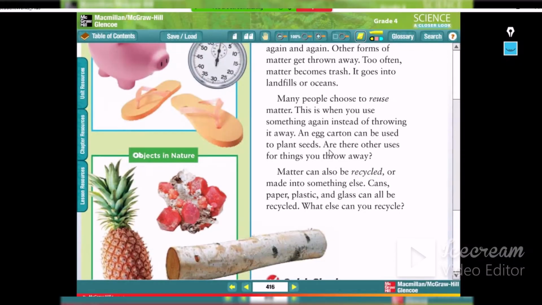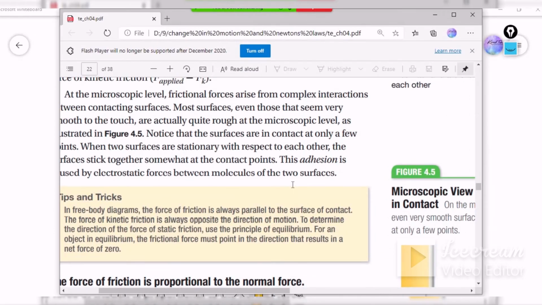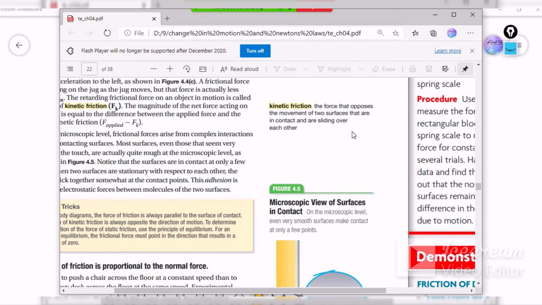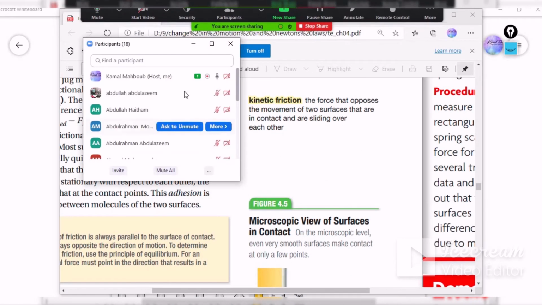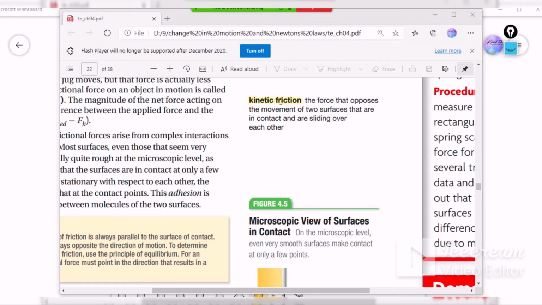Let's go to the book to look over the definition of kinetic friction. I want someone, please, to read the definition of kinetic friction. Okay, anyone, please, guys. Okay, Amr. Yes, Amr. Read, please. Kinetic friction: the force that opposes the movement of two surfaces that are in contact and are sliding over each other.